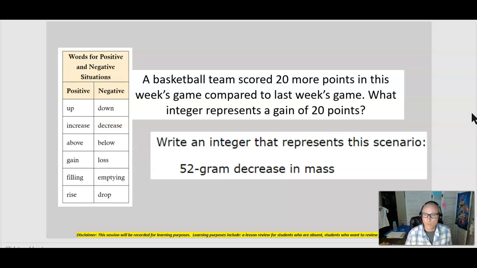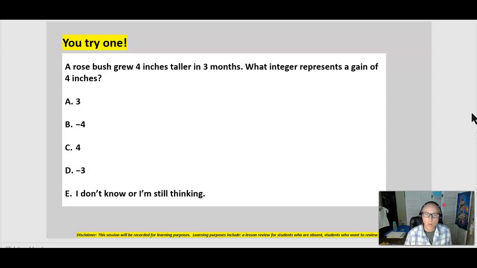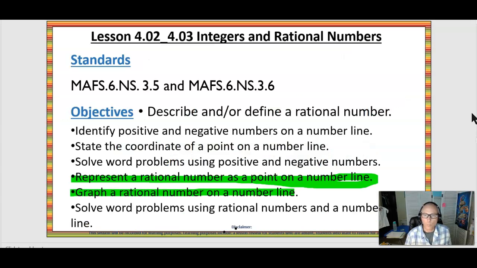We did this one already. That's a repeat, I think. Is that a repeat? That's a repeat. Okay, a rosebush grew for, I'm not even going to go there. Let's just, you know what? Oh, there's the answer anyway. We don't have time for this. We got more of a lesson to do.